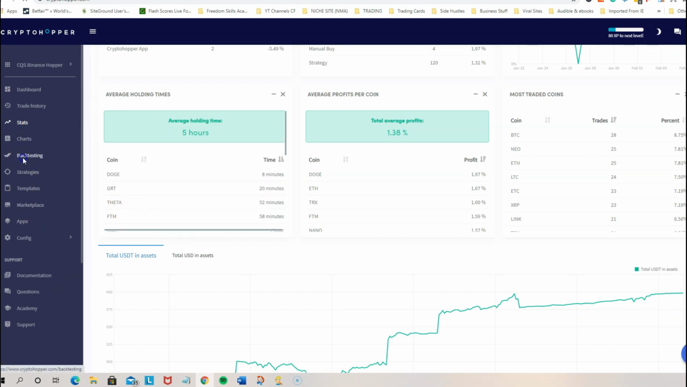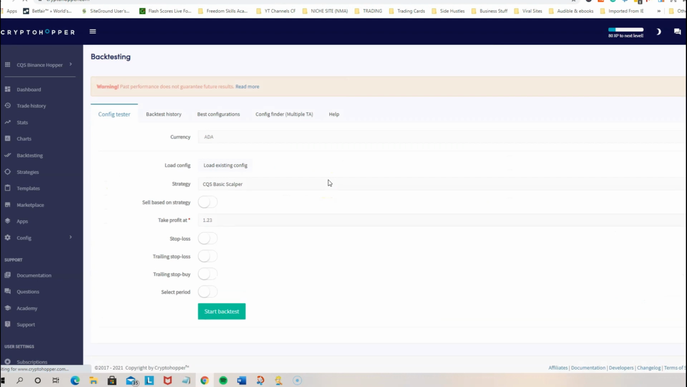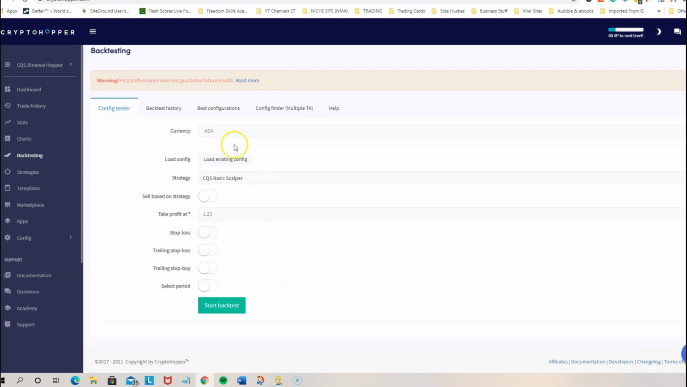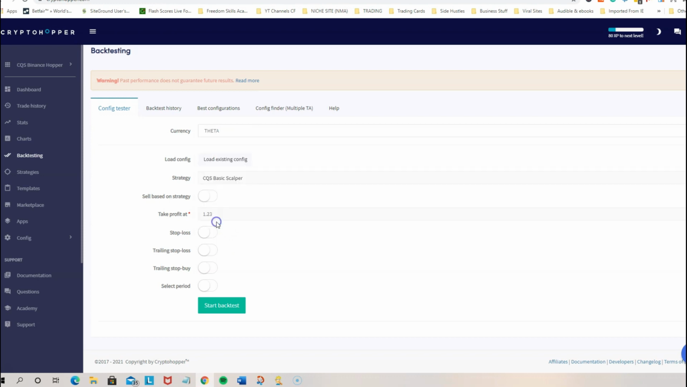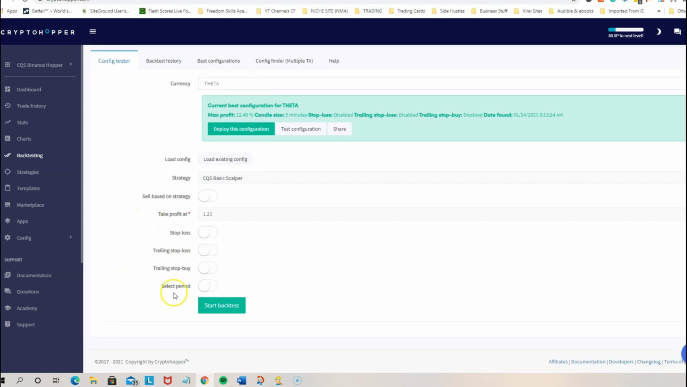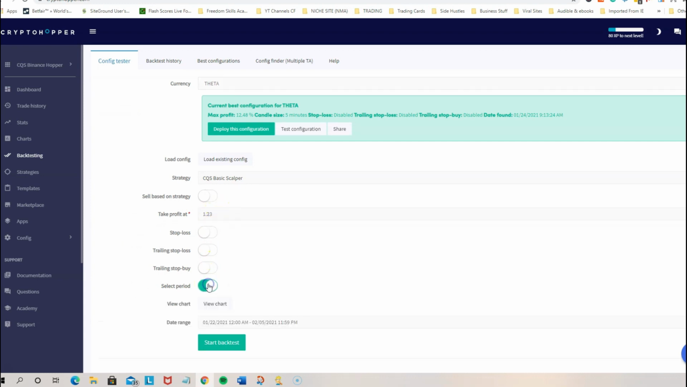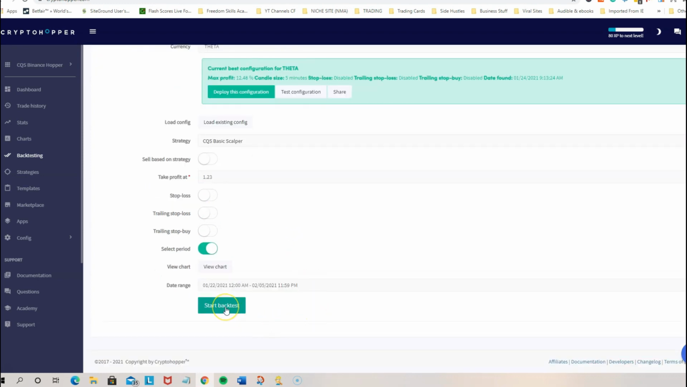And one quick thing I'll just quickly show you. There's a back testing app here, which is really, really good. If you want to check out what a coin's history was like, I'll set one up and then I'll just show you. So you pick a coin at the top. Let's say you're going to do Theta coin, for example. You can put your profit in. So on mine it's 1.23. And then select a period. Let's just say the last 2 weeks. Okay. And then we're going to run the back test.